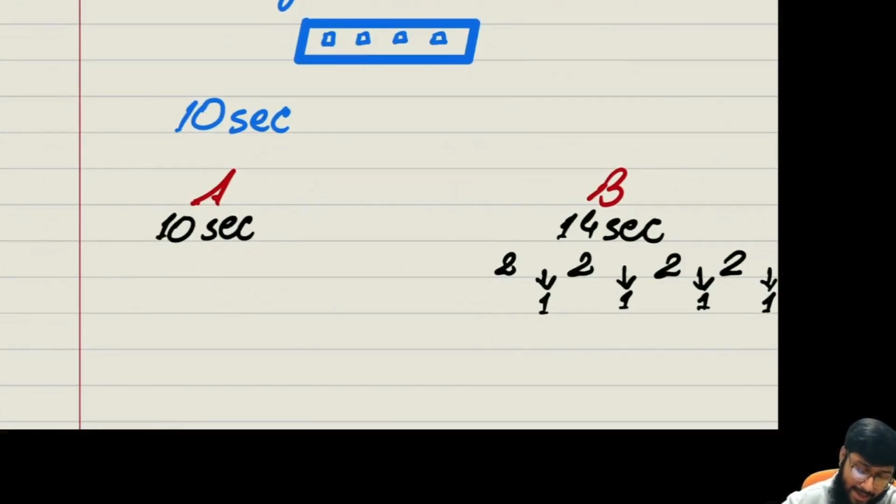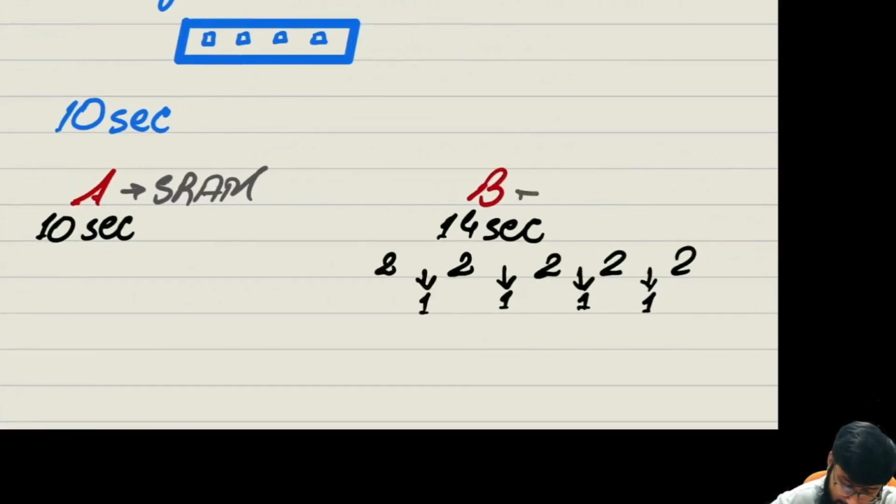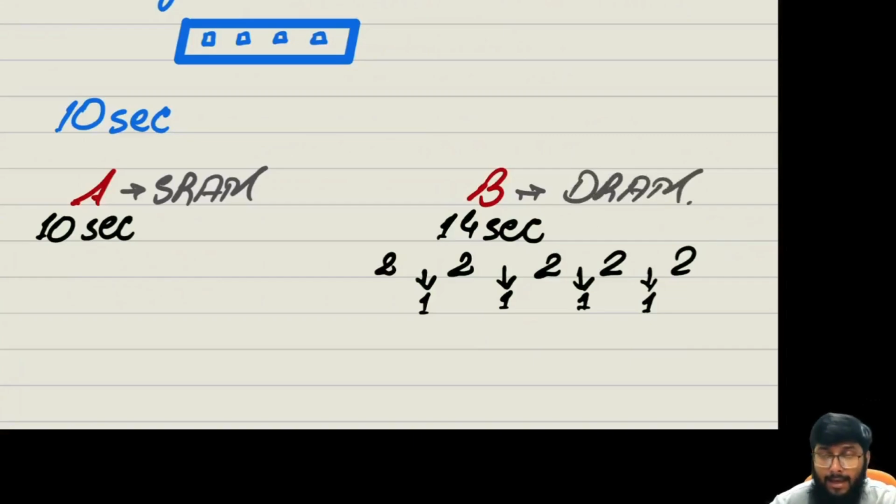So obviously A is faster because it is using a static RAM, whereas B is using a dynamic RAM that needs to be refreshed after equal time intervals. So SRAM is faster, DRAM is slower.